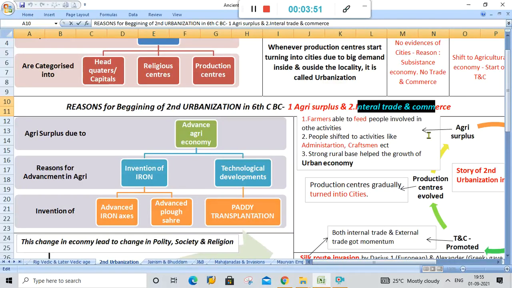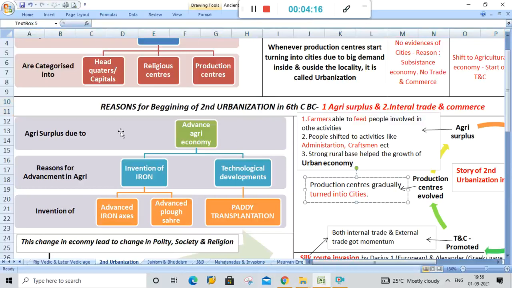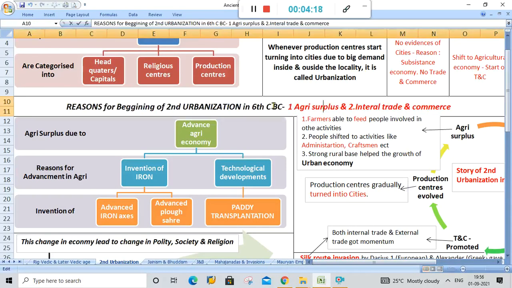Now you will have to think about what the first urbanization is. If you have studied ancient history by R.S. Sharma, you will know that the Indus Valley civilization is referred to as the first urbanization, and the 6th century BC, where these 12 Mahajanpadas emerged, is called the second urbanization. So let's study these two reasons for the urbanization, that is agricultural surplus and internal trade and commerce.